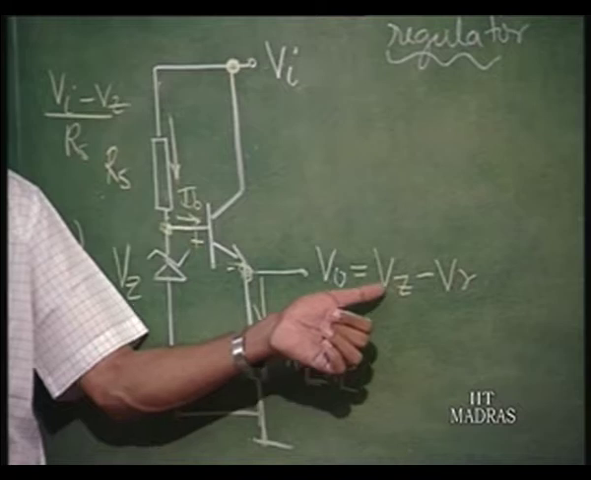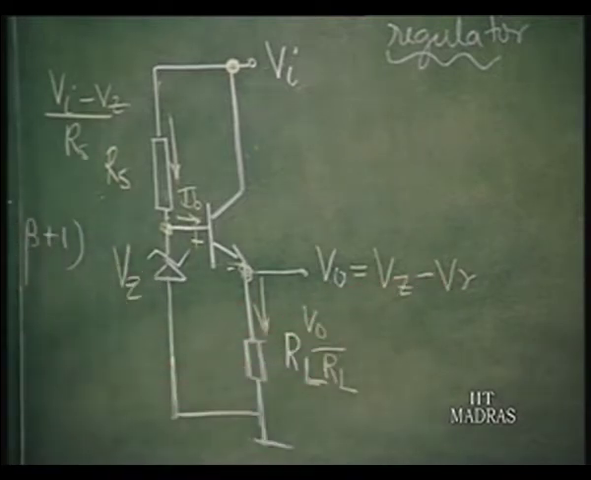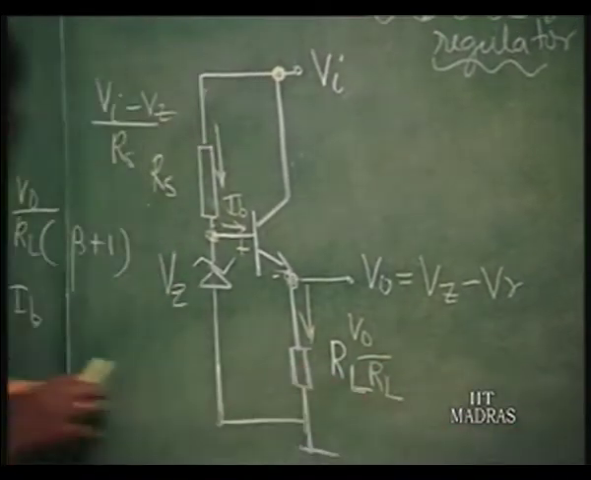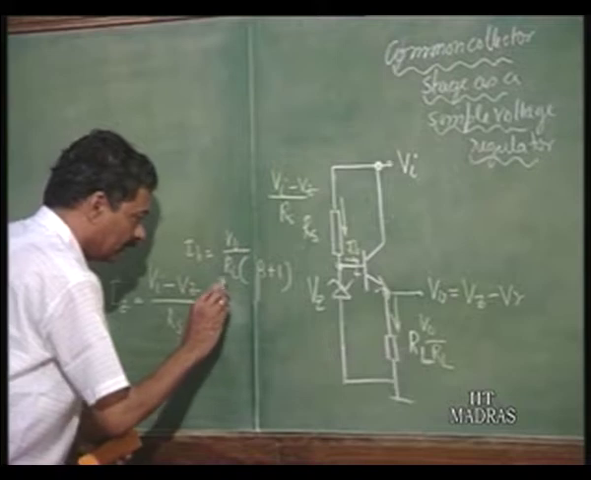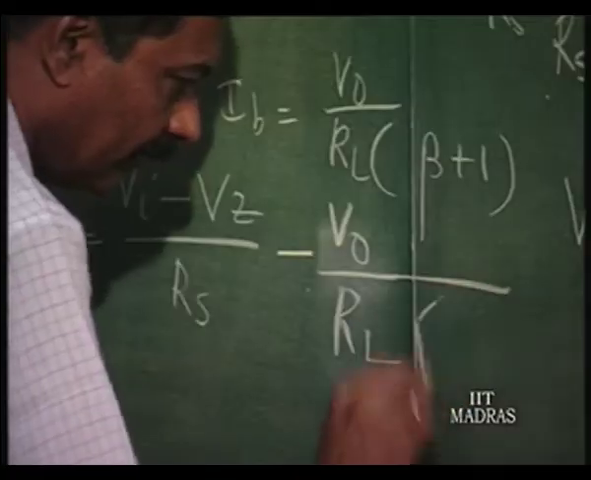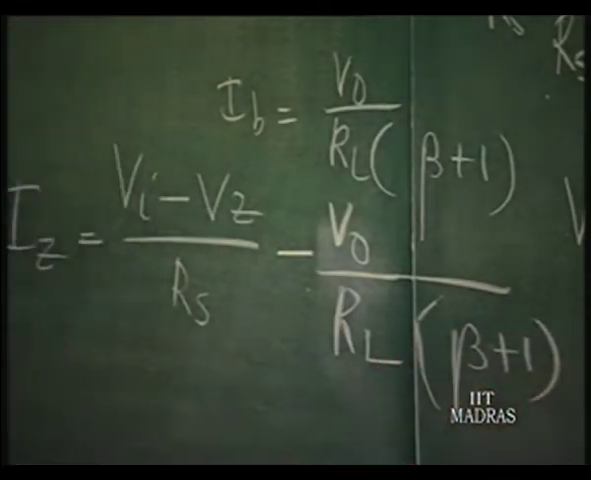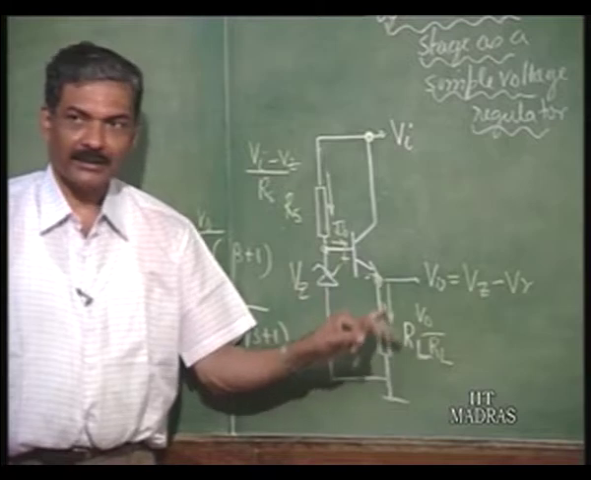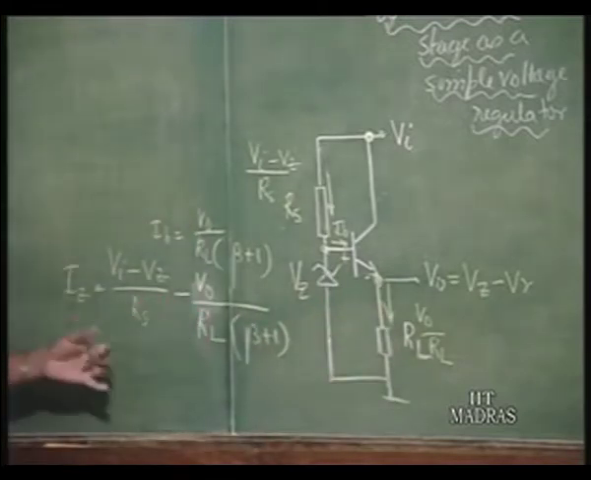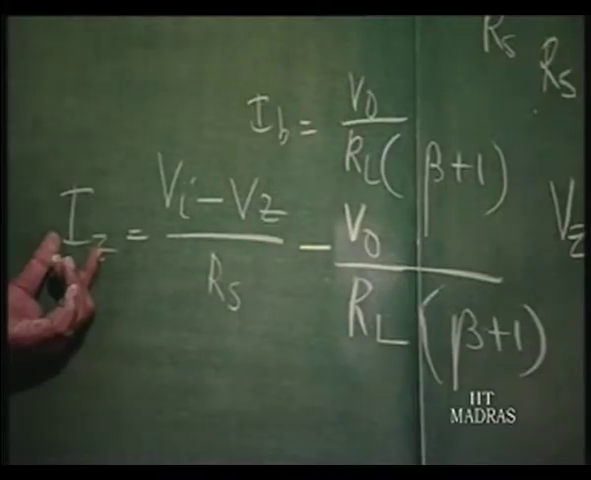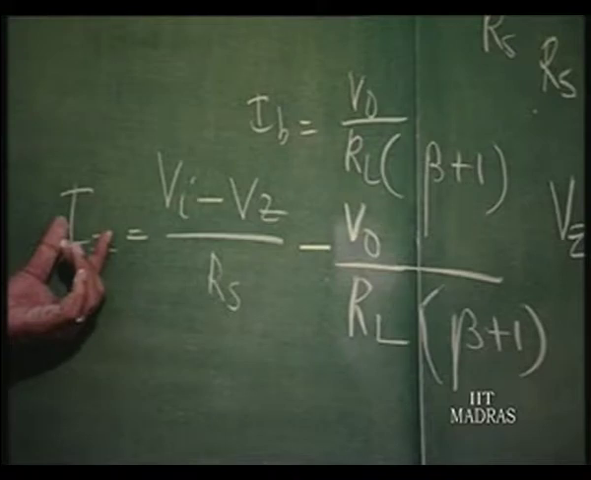V naught is equal to Vz minus V gamma. Now, let us investigate what happens. As V naught increases, let us put down this. This is going to be V naught divided by RL by beta plus 1. As RL decreases, this current will increase. As this current increases, this current is going to decrease. Iz is going to decrease.